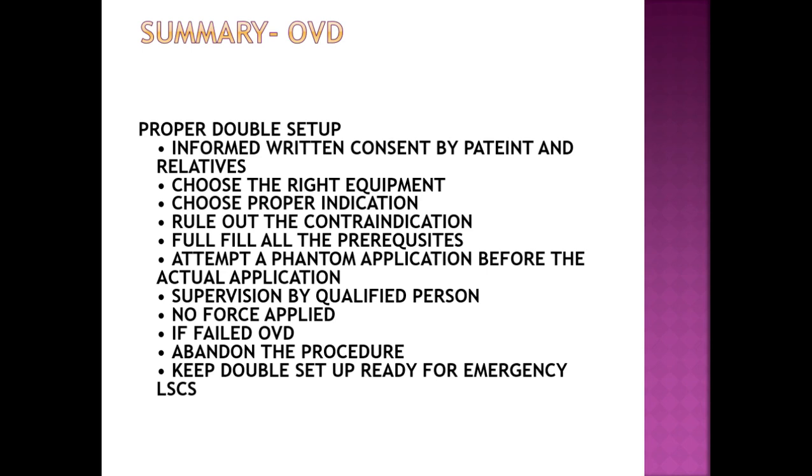To summarize operative vaginal delivery, we should have a proper double setup, informed written consent by the patient and the relatives, choose the right equipment, choose the proper indication, rule out the contraindications, fulfill all the prerequisites, attempt a phantom application before the actual application, and have supervision by a qualified person. No force is applied, it's just the access. If operative vaginal delivery fails, abandon the procedure and keep the double setup ready for emergency lower segment cesarean section.